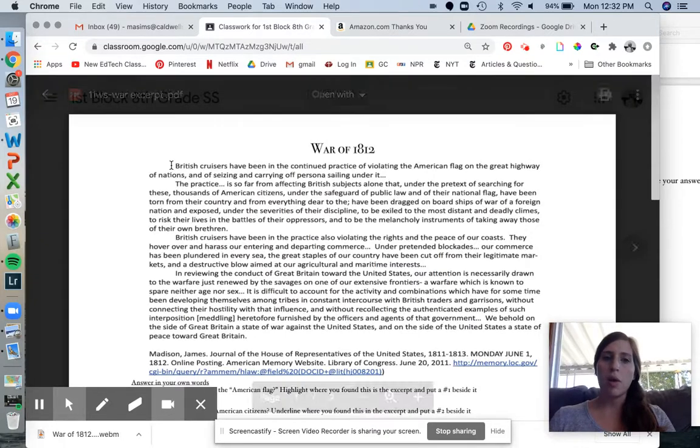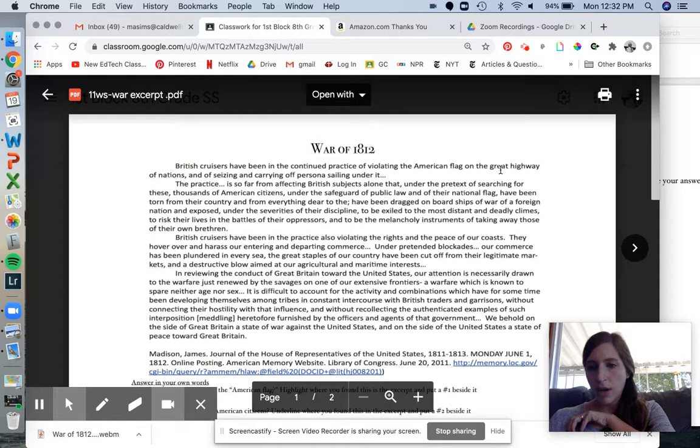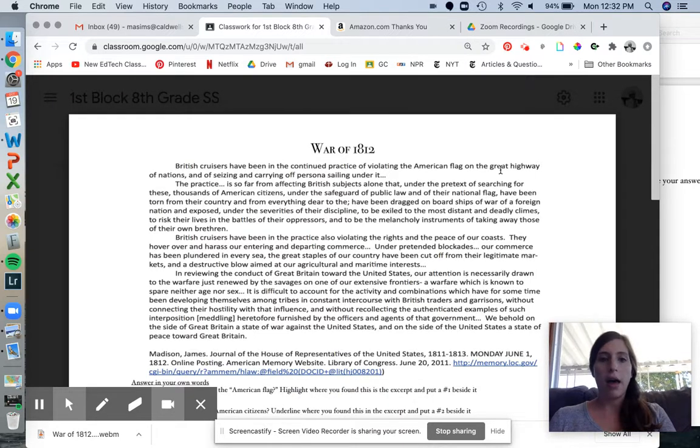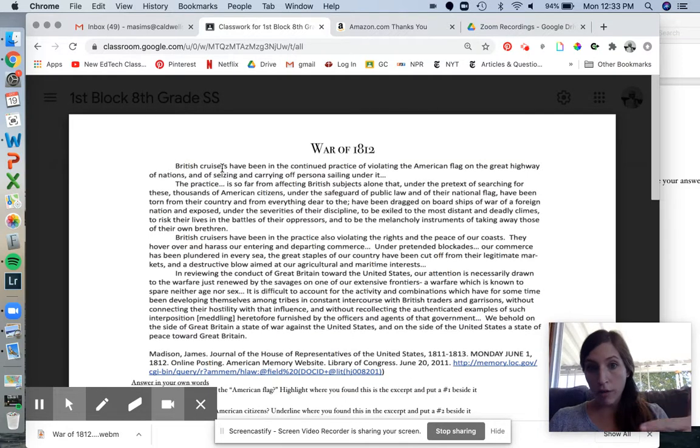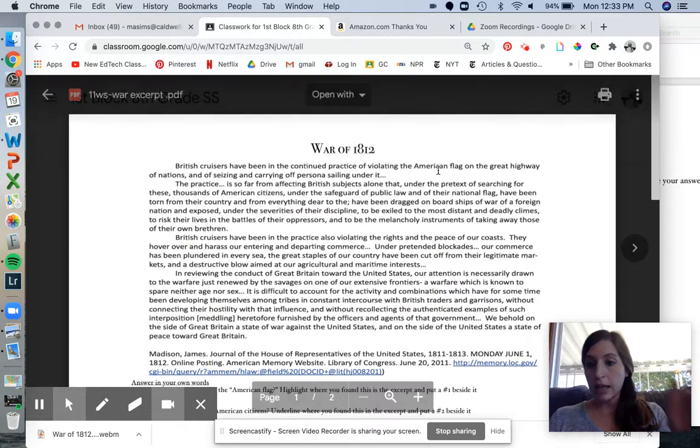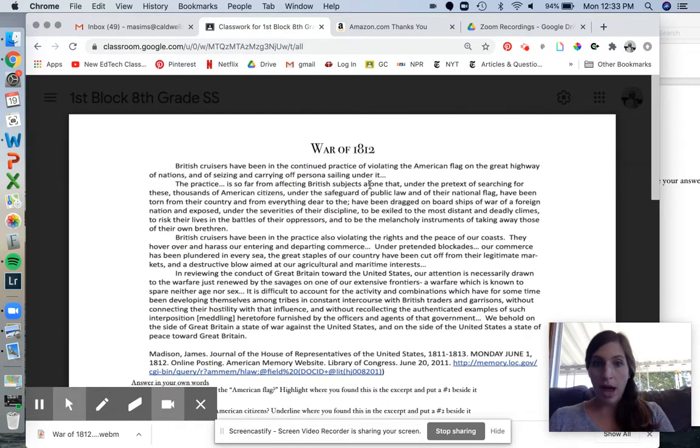So this says British cruisers, that means British ships. British cruisers have been in the continued practice of violating the American flag on the great highway of nations and is seizing and carrying off persons sailing under it. The great highway of nations just means the ocean, because anyone has access to the ocean. It's not just one country's. And he is basically saying that these British ships have over and over again continued this practice. They are violating the rights of the American flag, and they are taking, that's what seizing means, and carrying off people who are sailing under the American flag.